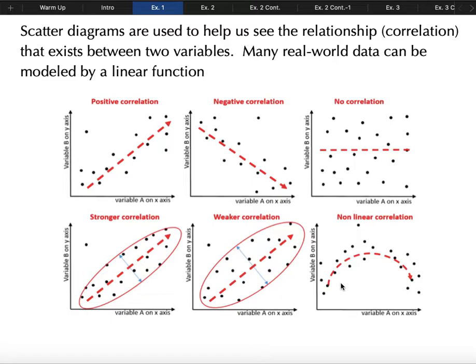And then here, definitely no linear correlation, but you can see there's kind of a quadratic trend to it. So this one would be a little bit more appropriate to model with a quadratic function, okay?